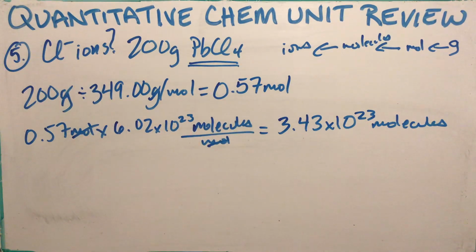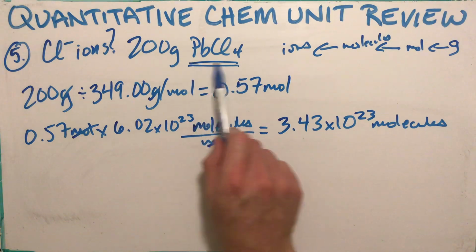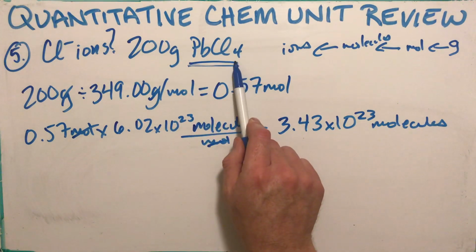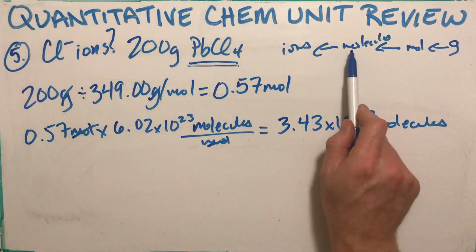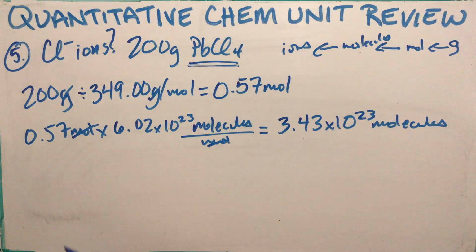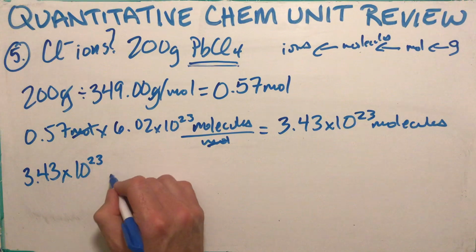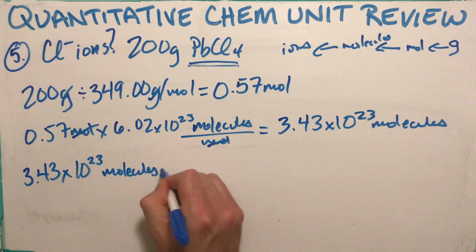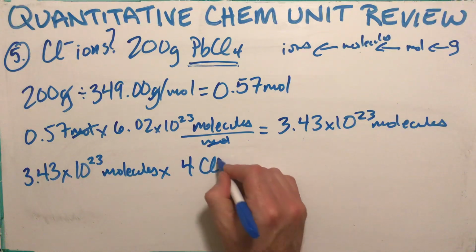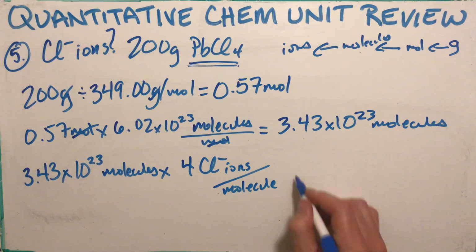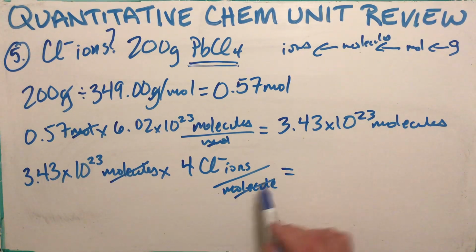It wants individual chlorines. So now I look at my molecule and realize, okay, for every one of these molecules, I have 4 chlorines. So if I have 1 molecule, I have 4 chlorines. If I have 10 molecules, I have 40 chlorines, right? So that's what this last step is. It's how many chlorine ions are in each molecule. So I take my molecules, 3.43 times 10 to the 23 molecules, and I multiply it by 4 chloride ions per molecule. Molecules on top and on bottom cancel when I multiply, and it's 4 times this number.